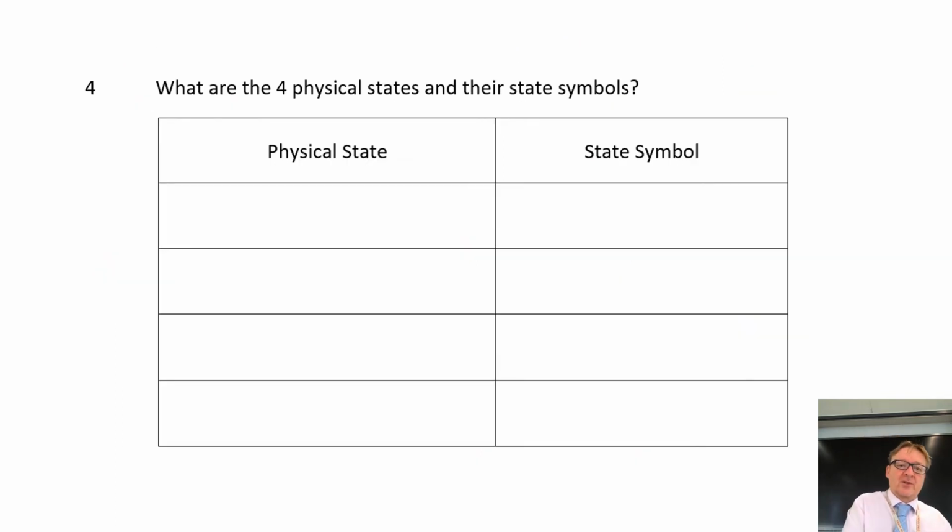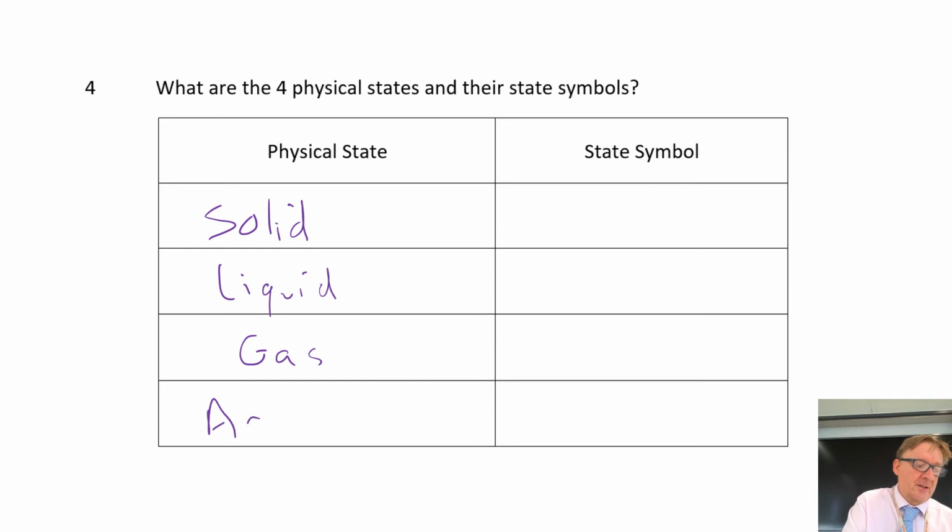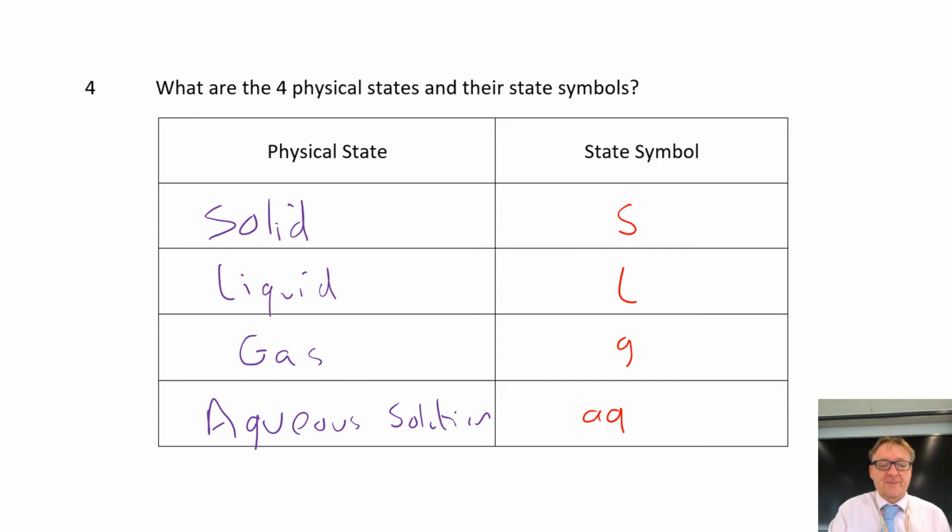Question number 4. What are the 4 physical states and their state symbols? So we've got solid, liquid, gas, and then the weird one is aqueous solution. State symbols: S, L, G, AQ. Flipping out, got it the wrong way around.